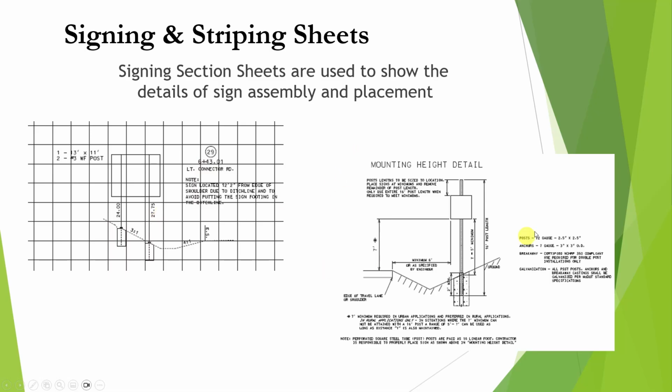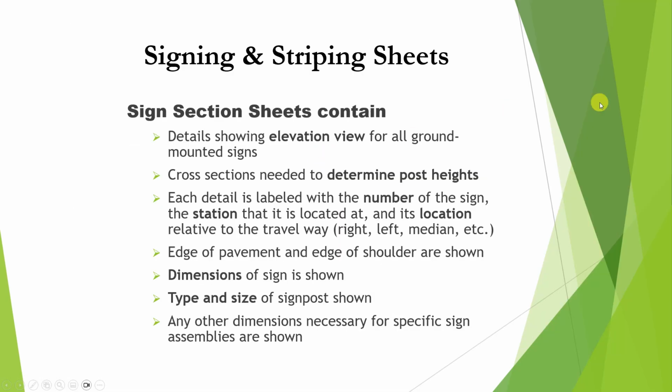Over here, it's got some more detailed stuff, the height of the sign. So here's the post length over here. This is the minimum length that they need for the sign, and it's all again in that MUTCD. So sign section sheets contain details showing elevation view for all ground mounted signs, cross sections needed to determine post heights.